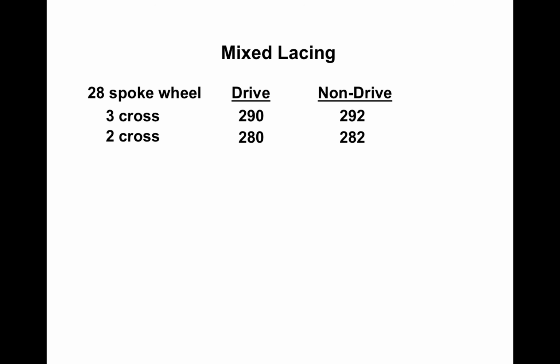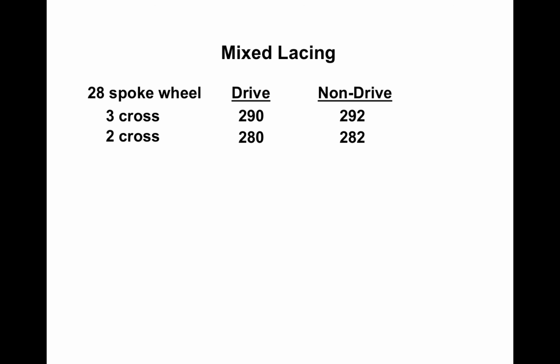But I can have it both ways. On the drive side, I can do that as a 2-cross and use my 280 millimeter spokes to give me a better bracing angle, whereas I can get more tangential lacing on the 3-cross pattern on the non-drive side by using the 292. So those would be your 2 spoke lengths to have a mixed lacing of a 2-cross on the drive side and a 3-cross on the non-drive side. Obviously, that was a hypothetical calculation, so you have to do your measurements and make sure the calculation is accurate for the components that you're using.